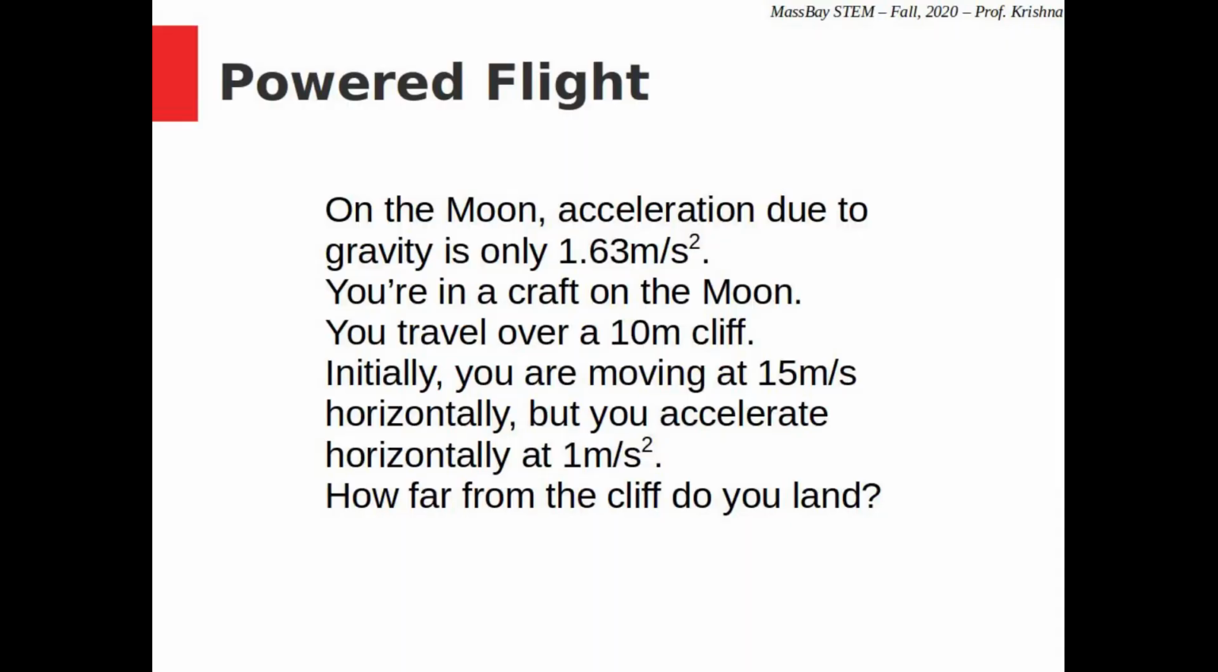On the Moon, acceleration due to gravity is only 1.63 meters per second squared. You're in a craft on the Moon. You travel over a 10-meter cliff. Initially, you're moving at 15 meters per second horizontally, but you accelerate horizontally at 1 meter per second squared. How far from the cliff do you land?